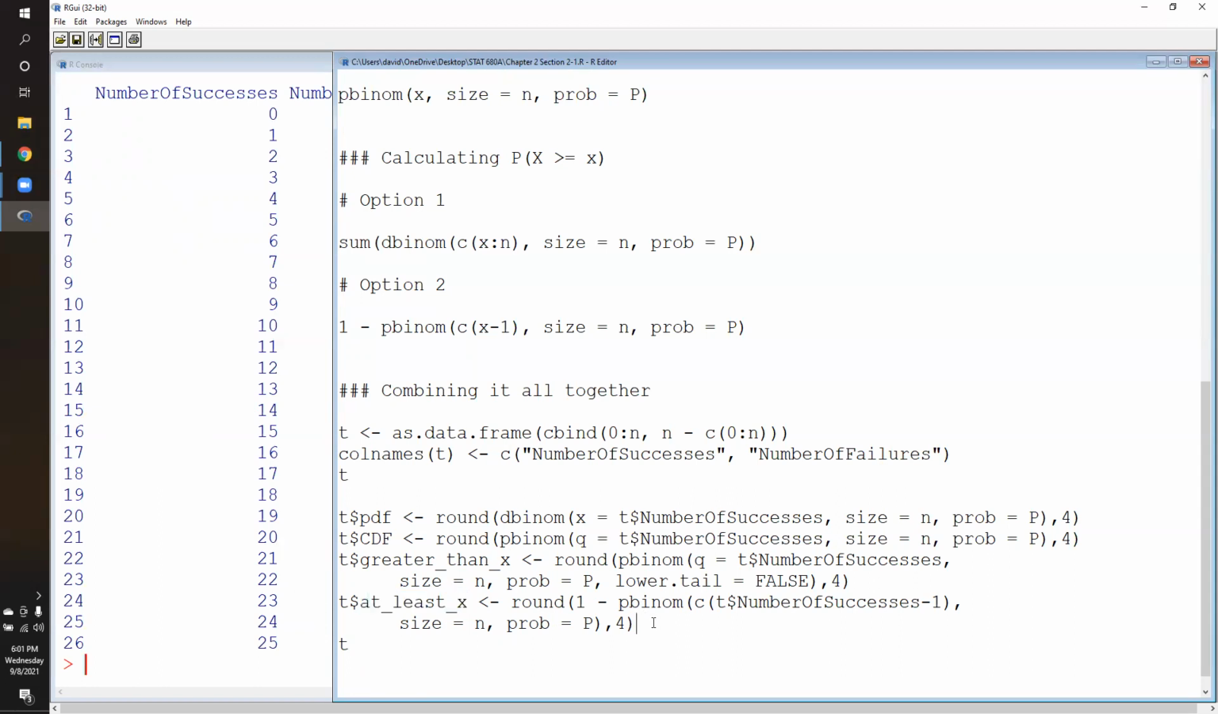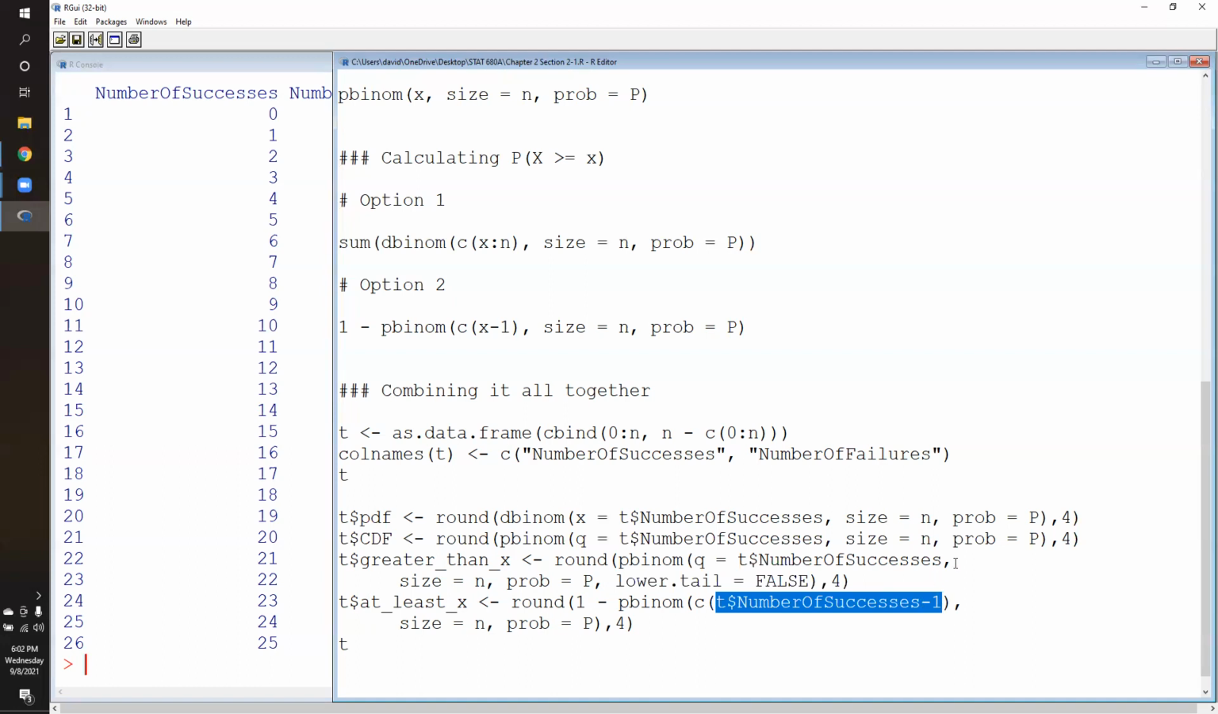So I've programmed each of these things. The PDF is going to use the dbinom function. The CDF will be the pbinom function. The greater than X is also going to use the pbinom function. But in reality, since we want it to be greater than X, we're going to say lower tail equals false, which means upper tail is true. So we're going to get the probability of being greater than X. And then at least X, remember, like before, we're going to have our number of successes minus 1 because we're using the law of the complement to be able to calculate these things.